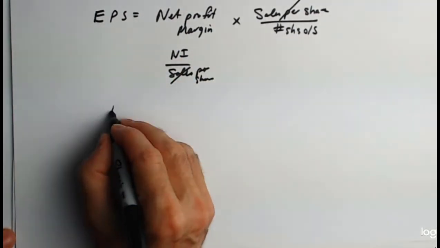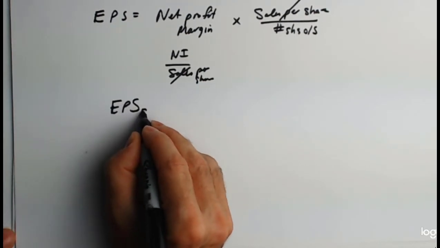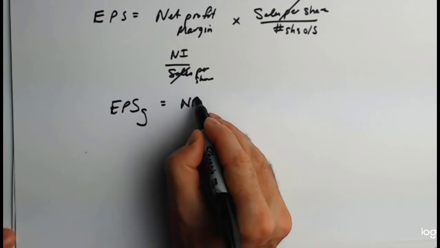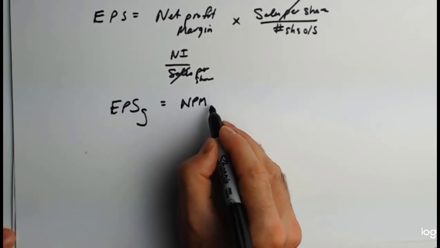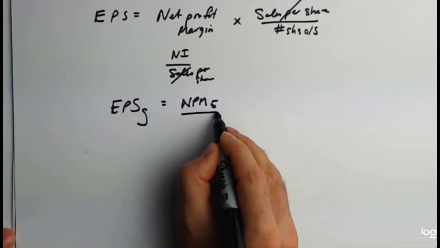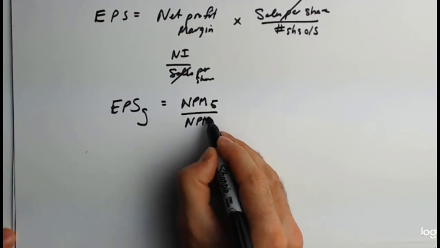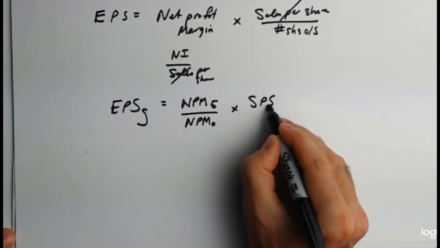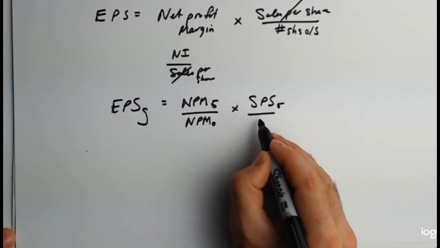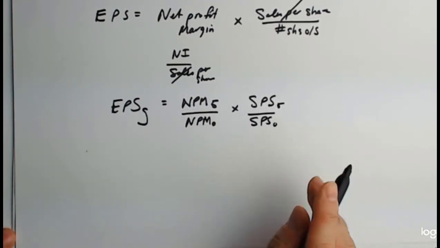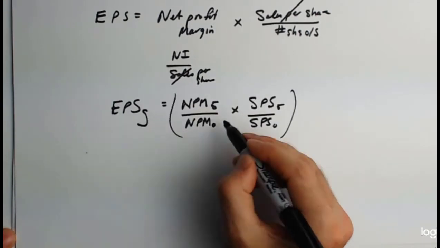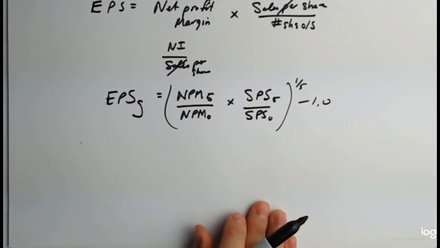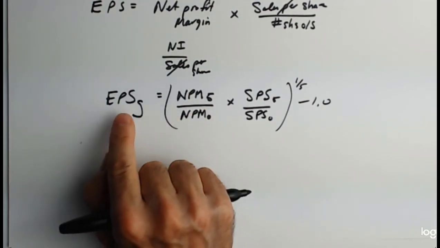Now let's look at earnings per share growth, EPS growth. EPS growth now is your growth in your net profit margin from, let's say, period 5 relative to period time 0, times your sales per share at period 5 divided by your sales per share at time 0, all to the 1/5 power minus 1. Ooh, let's see what that says.